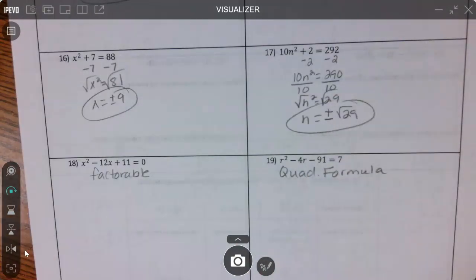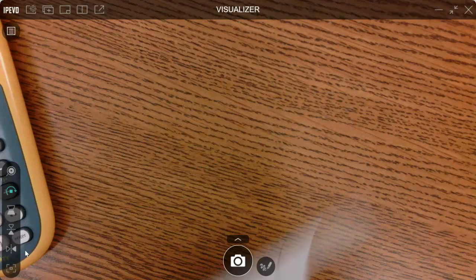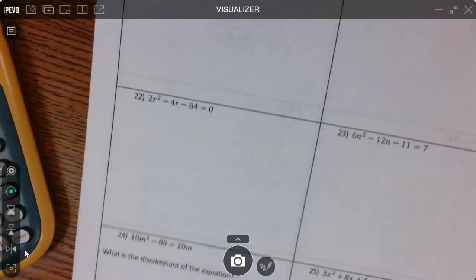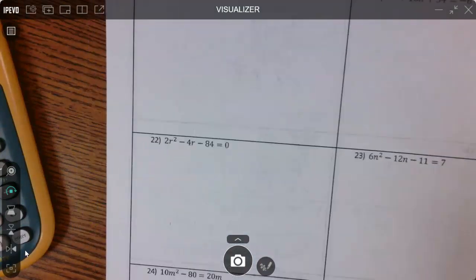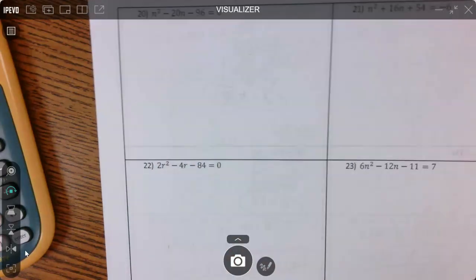And I do have an answer key posted in the room and on Canvas should you need it. I just want to make sure I have time to do the back page. Okay, so let's look at the very back, 20 through 25. It says solve by factoring or by using the quadratic formula.